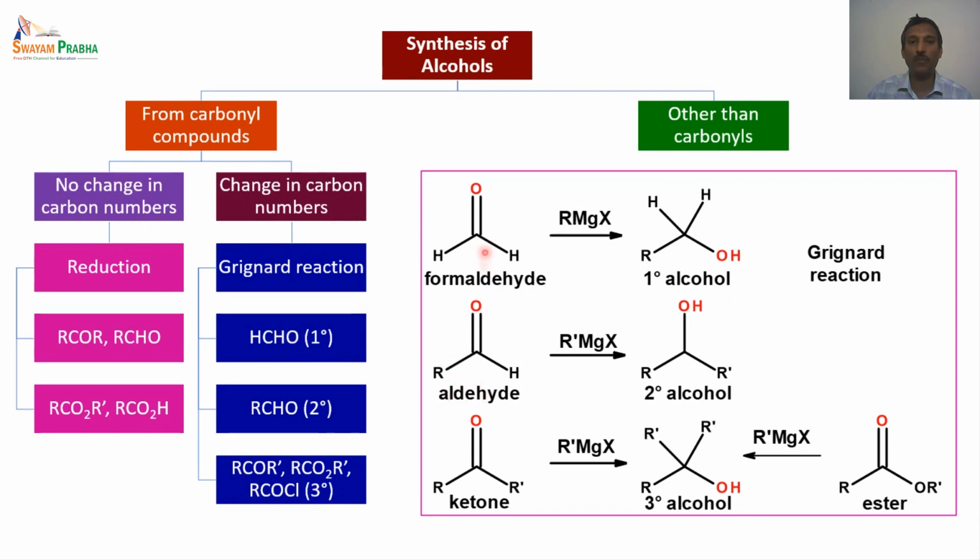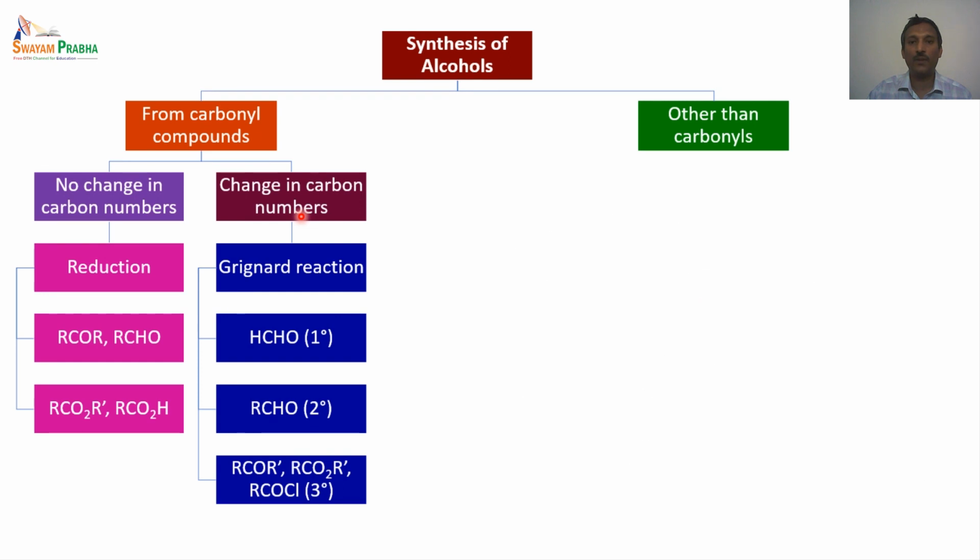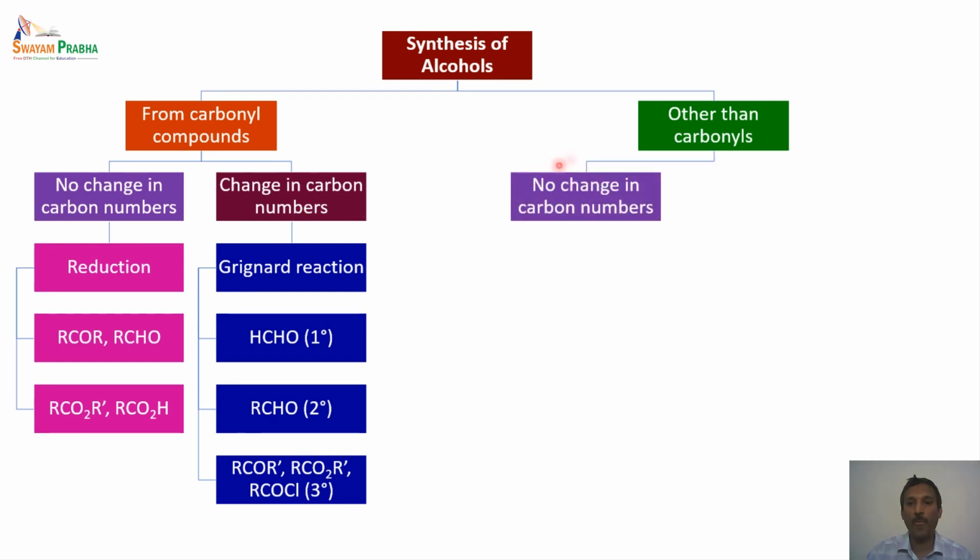The carbonyl starting material and the obtained alcohol will have different numbers of carbon atoms. So this is where we say the change in the carbon numbers occurs. Okay, and next we will be looking at compounds other than carbonyl compounds.